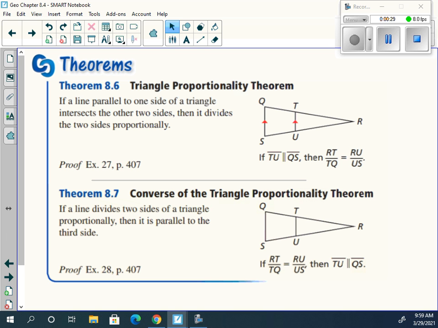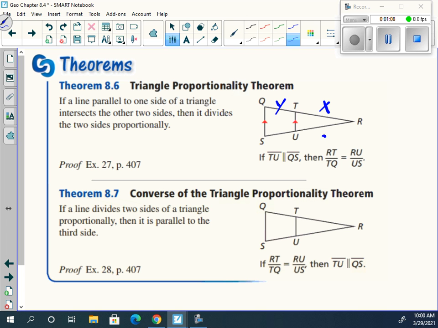Now, triangle proportionality theorem, we have two here. Obviously, we can see that there are two, but really, they're the same theorem going in two different directions. What the first one says is if a line parallel to one side of the triangle, PU is parallel to QS, intersects the other two sides, then it divides the two sides proportionally. What that's saying is that this line segment over this line segment, RT over RU, is proportional to the other two. I flipped those. So let's actually put some letters to it to make it make a little more sense.